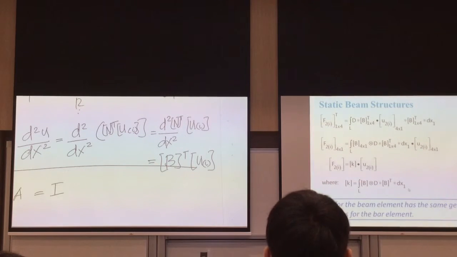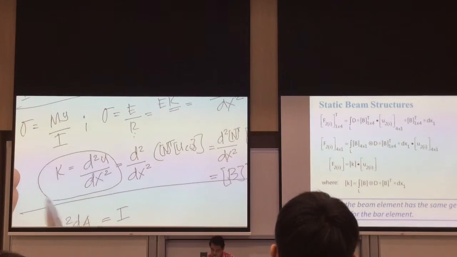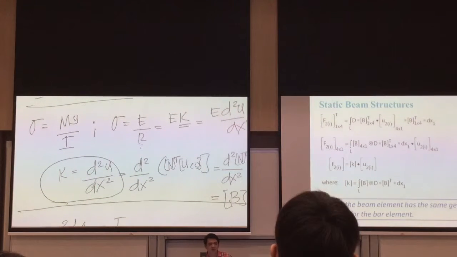Okay, so it's the same procedure as what we did. The difference is that we look into your strain value. Your strain is equal to y multiplied by that curvature k. So here, this is how you do it.